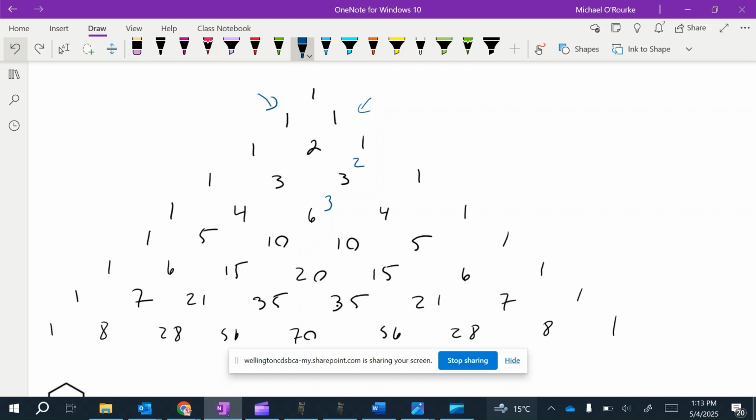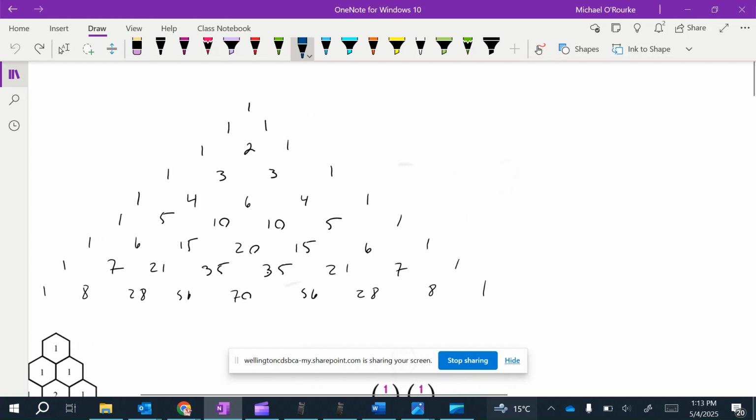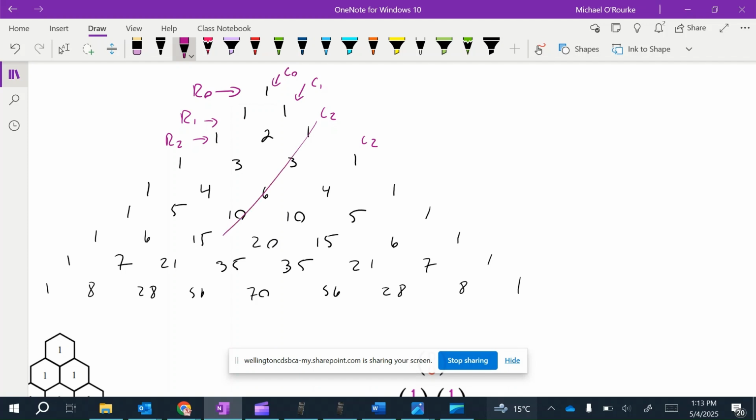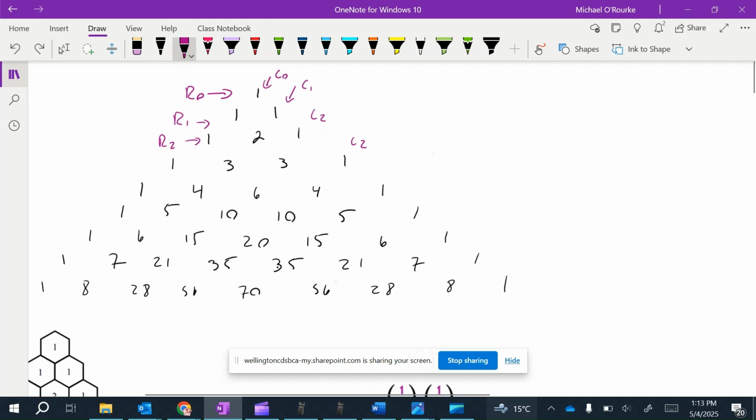Okay, so the neat thing that we want to pay attention to here in terms of data is a phenomenon that exists here. If we consider columns and rows, so if this is row 0, row 1, row 2 going that way, and we go this way with column 0, column 1, column 2, column 3 going this way, a pretty cool thing happens.